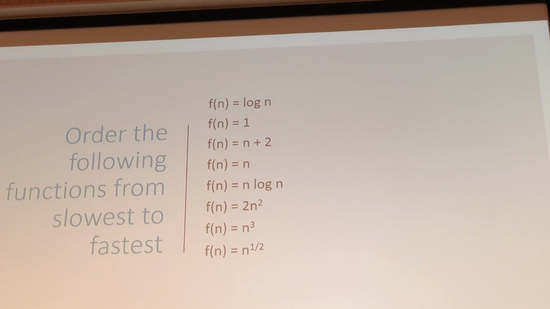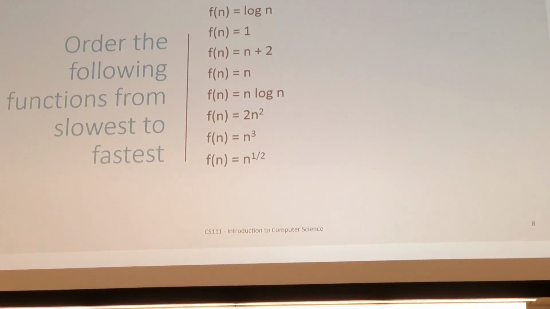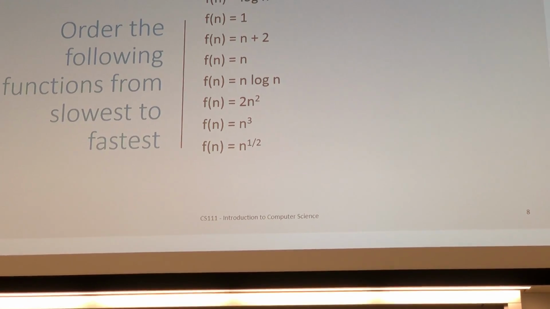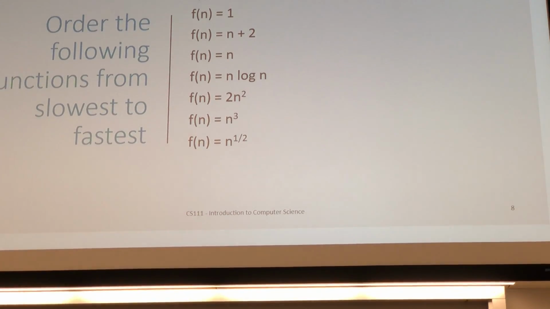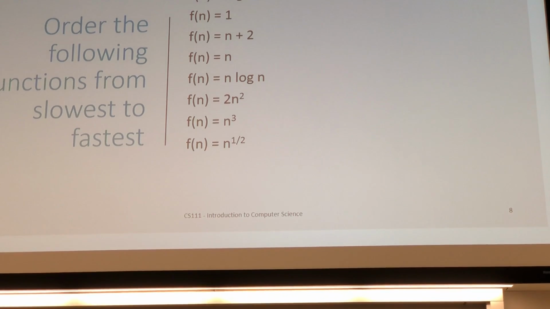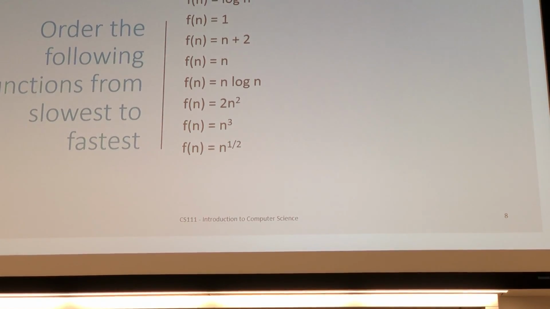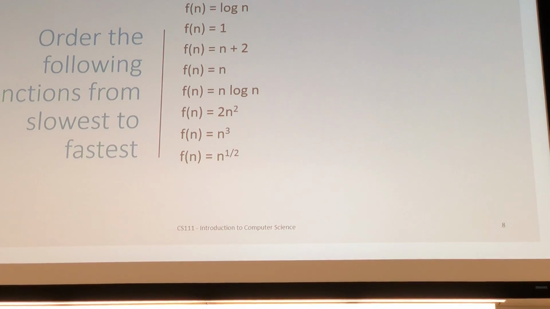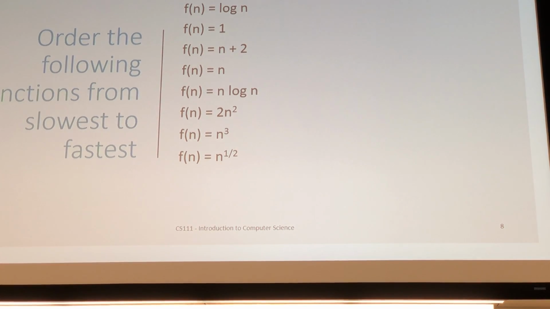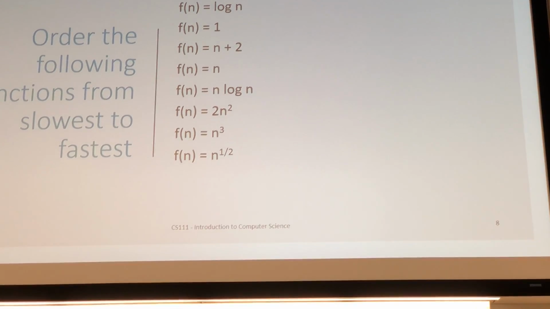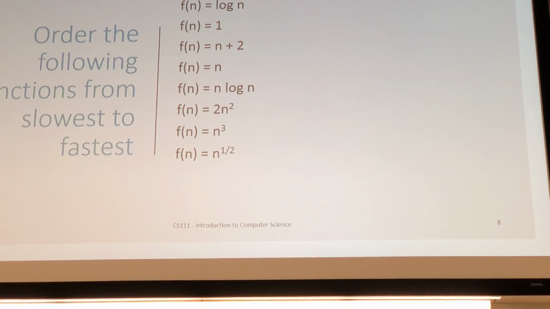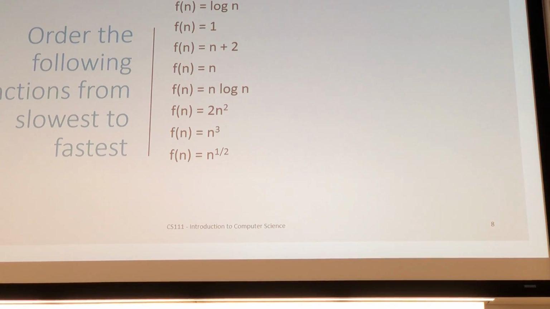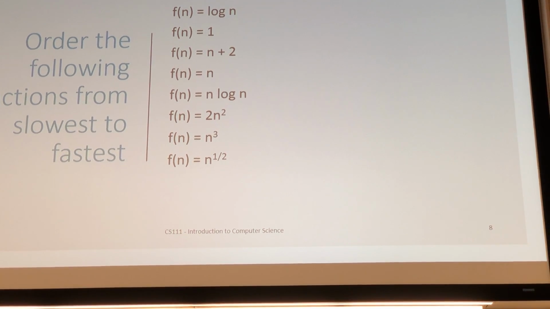Okay, so here's a workshop for you guys. I know you can do this. Order the following functions from slowest to fastest. When we say fastest, it's the smallest function. So the question is, what is the fastest program, which is the smallest function? Out of these functions: log n, 1, n plus 2, n log n, 2n squared, n cubed, and this one is the square root of n.